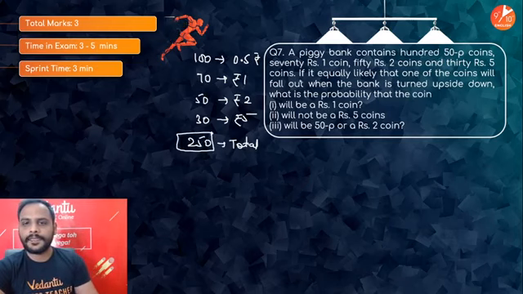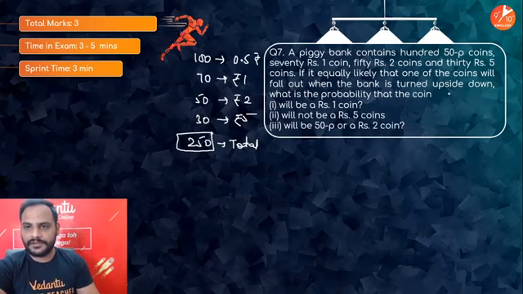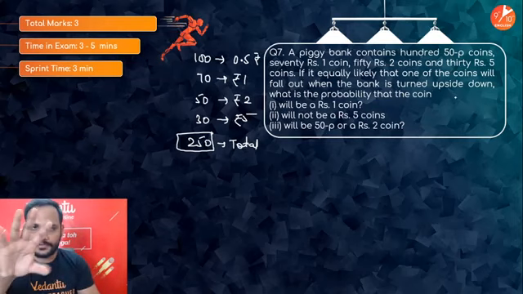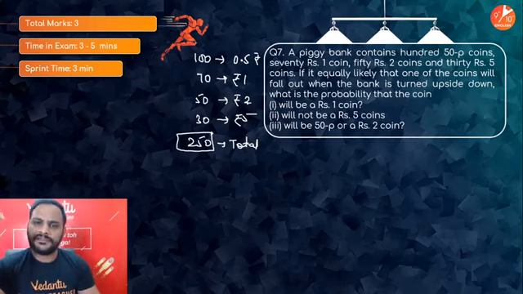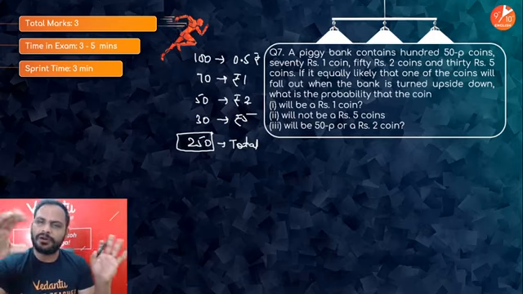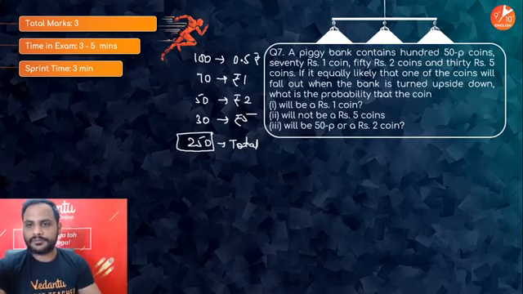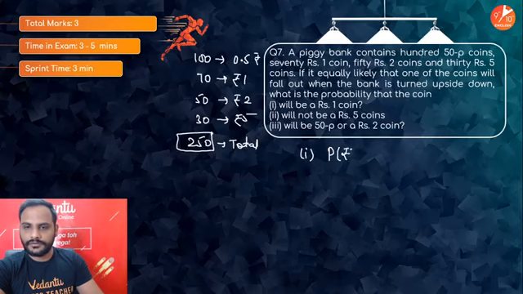If it is equally likely that one of the coins will fall out when the piggy bank is turned upside down, that means all coins are equal in shape and size. What is the probability that the coin will be a rupees 1 coin? For that, simple thing: out of 250 coins, how many rupees 1 coins do we have? 70.